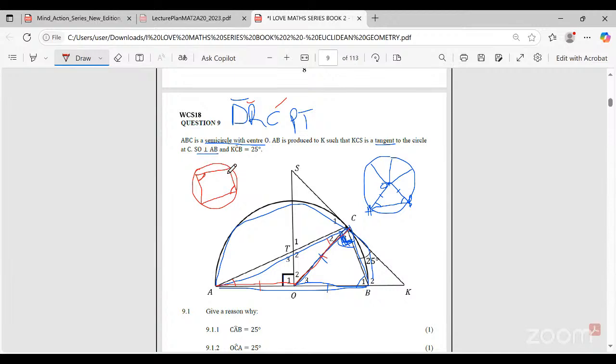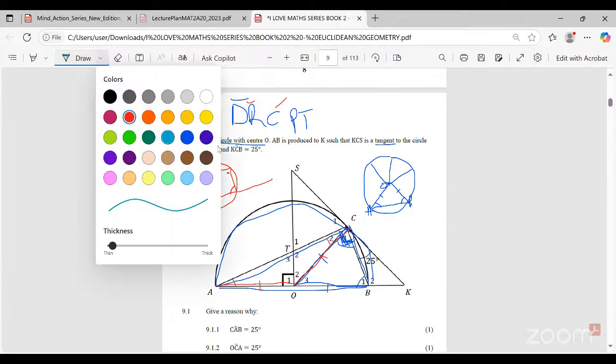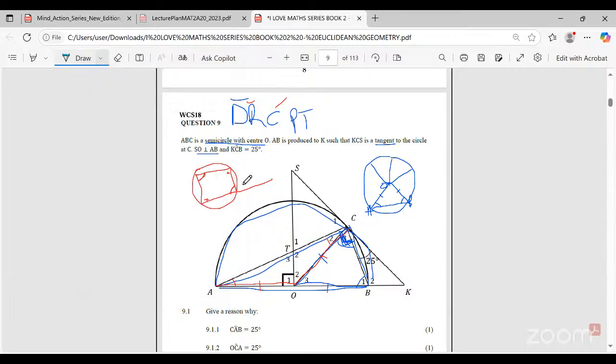Same applies with this angle here. When you add it to this angle, you get 180 degrees. Reason being, opposite angles of a cyclic quad are supplementary. Then if we extend this chord here, this angle out here is going to be equal to that angle. Reason being, the exterior angle is equal to the interior opposite angle of a cyclic quad.